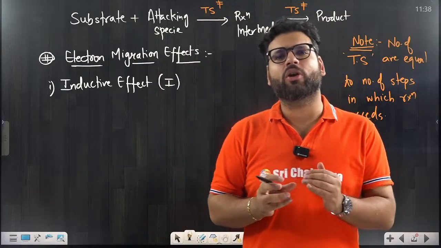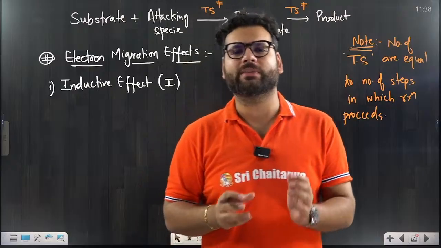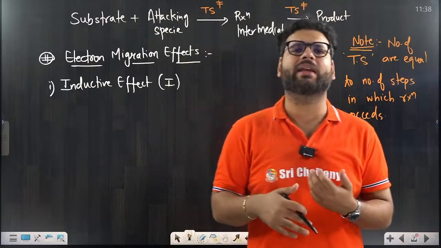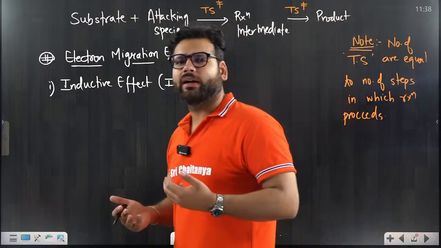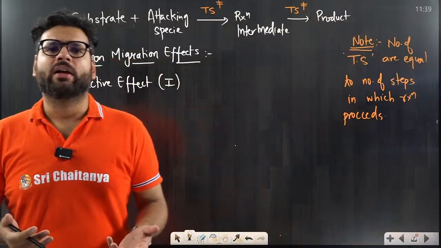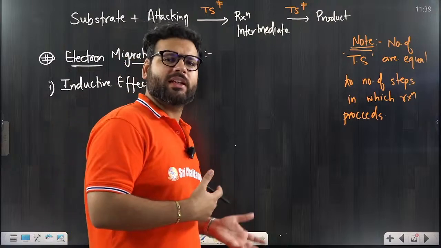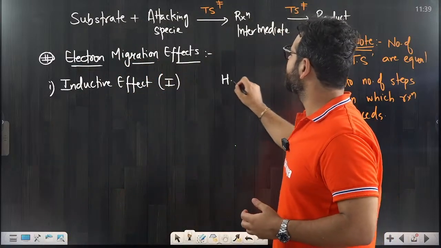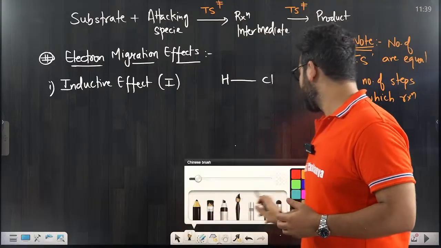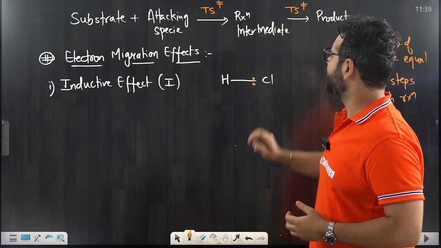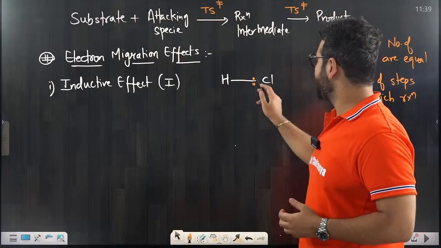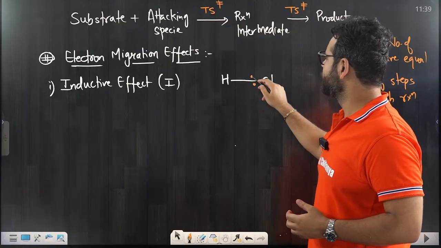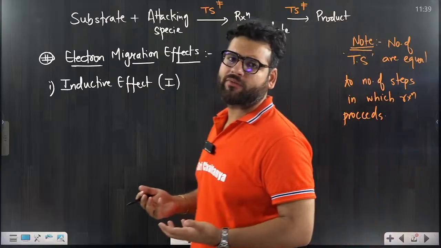So electrons will not lose their position and go somewhere else, but at their position only they'll just shift towards one of the atoms. Like in HCl, hydrogen chloride, H is partial positive, Cl is partial negative. So electrons are a little bit shifted towards the chlorine because of higher electronegativity of the chlorine. This is inductive effect. The equally shared electrons have moved towards the chlorine. This movement is called inductive effect.